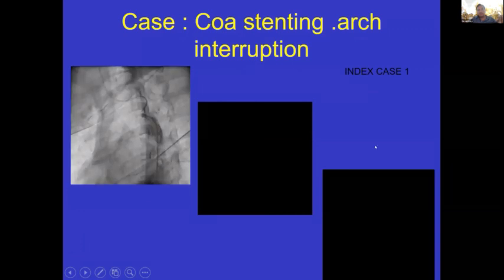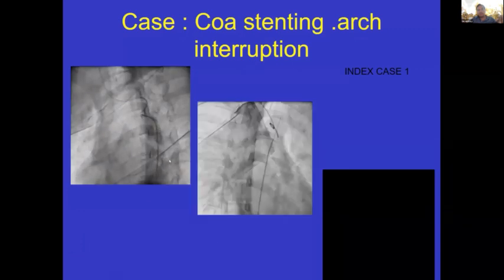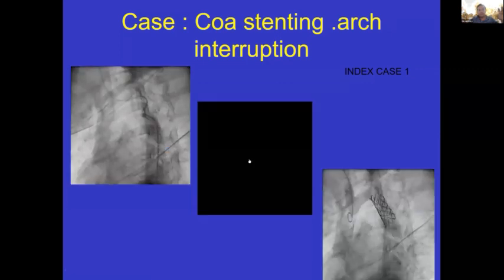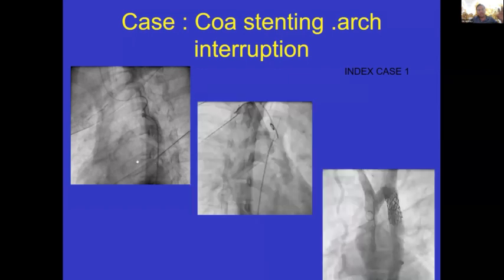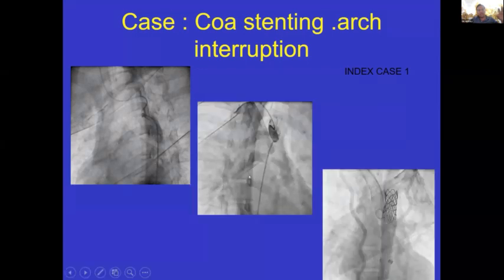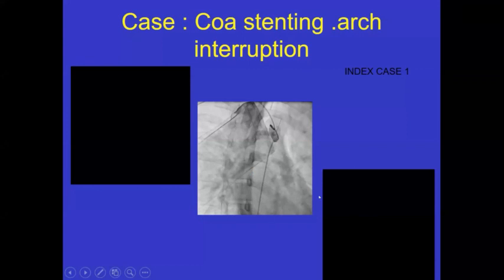I will rapidly go through the 3 index cases. I realized that Professor Shak will actually be talking about these cases much more than us. This was a case where we had an almost interrupted aortic arch. This was crossed with the wire. We will be hearing about this from Professor Shak. Can you go to the next one?